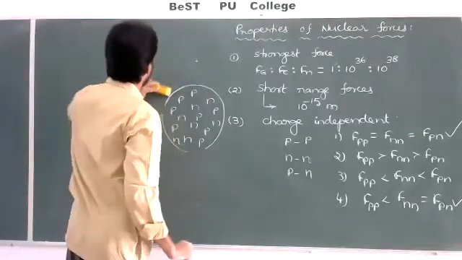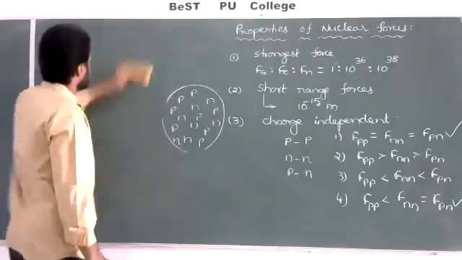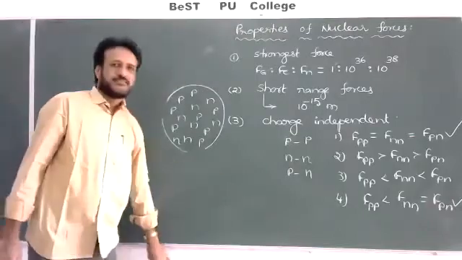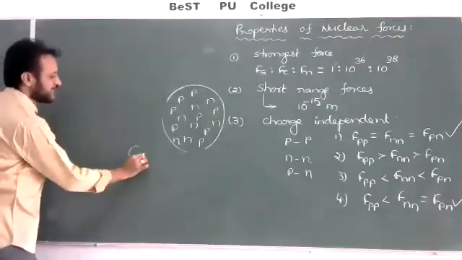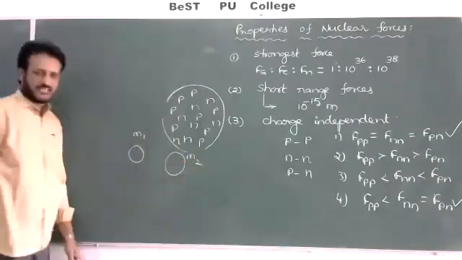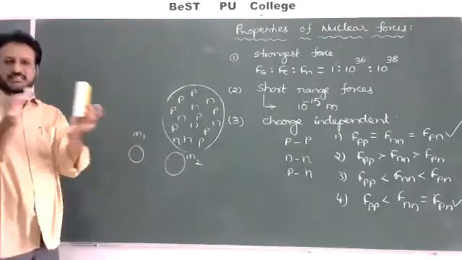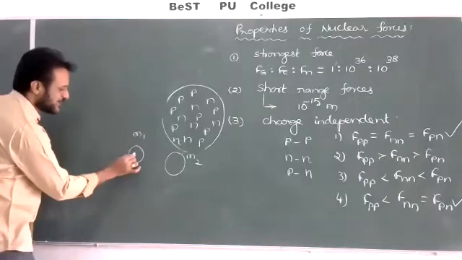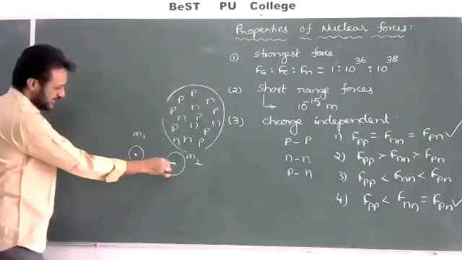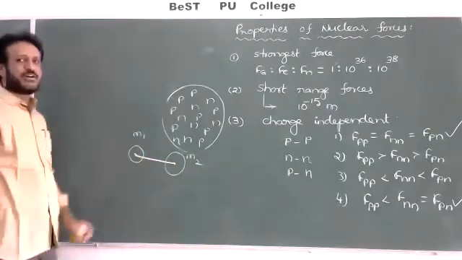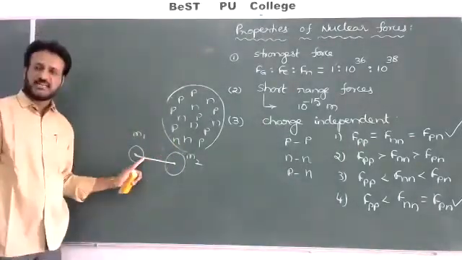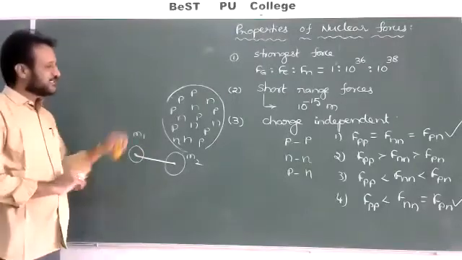Generally, gravitational force and electrostatic force act from the center of the first body to the center of the second body. For example, one object has mass m1 and the second object has mass m2, like a piece of chalk and a duster I am taking. Between these two there is a gravitational force. Where to where is the gravitational force acting? From the center of mass of the first body to the center of mass of the second body. If you join the line, it is always acting along the line joining the centers of the two bodies. That's why gravitational force and electrostatic force are central forces, whereas nuclear force is not like that.